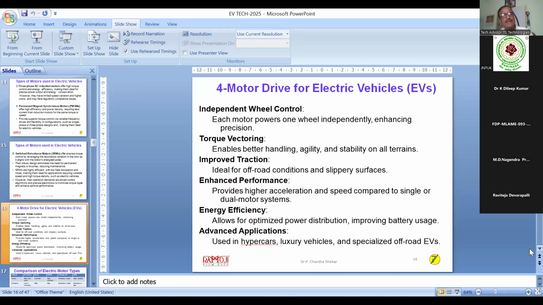There are some EVs that come with the dual motor system, front wheel drive and back wheel drive, some left and right wheel drive also. Now the new concept is EV vehicles with 4 wheels, 4 drives. Energy efficiency: it allows optimized power distribution and improved battery usage. Advanced applications like hypercars, luxury cars, and specialized or off-road EVs use 4-wheel drives, independent drives.